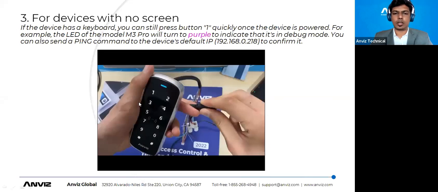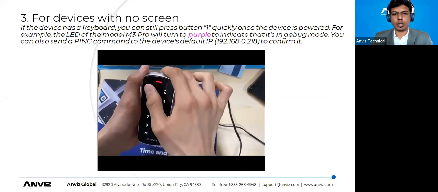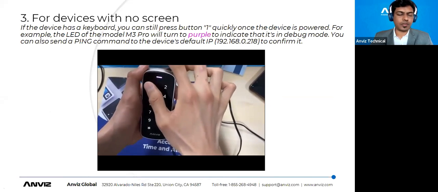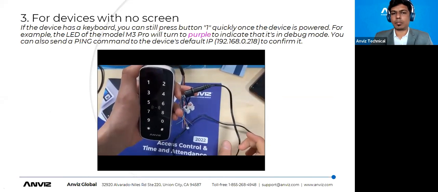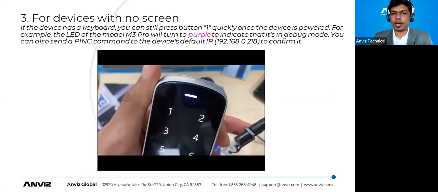And then there can be some devices with no screen, but the devices might have a keypad, using which, with one key or the number one key, you can put the device into the debug mode. And then you can confirm whether the device is in debug mode or not by observing the LED color.